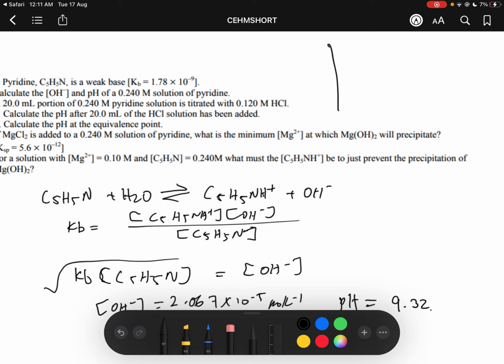If we look at the graph for the weak base, strong acid titration, it's not a very good drawing, but it'll look something like that. It starts with a weak base, and then as it reaches the equivalence point, there is a sharp drop in the pH, and then it flattens out.